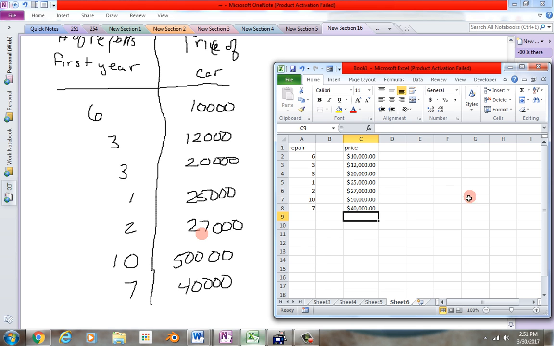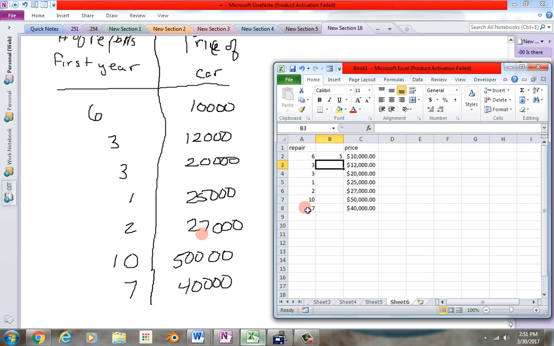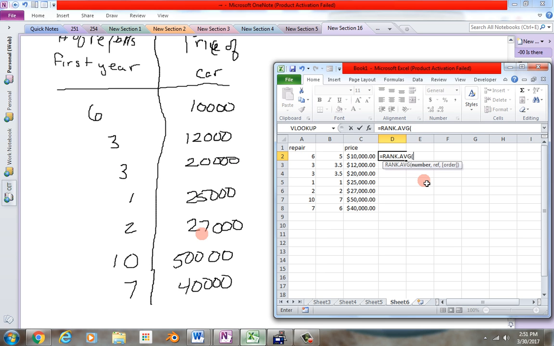40,000. Boom. So what I'm going to do is rank these. Rank.average: I'm going to rank this guy against this group of people, including himself, comma 1. Drag it down. Do the same thing for the prices. Because the person thinks, look, I spent the most money on this car, I should have the least amount of repairs. Yes, that's what a normal person would think anyway. Of course, they might be wrong.